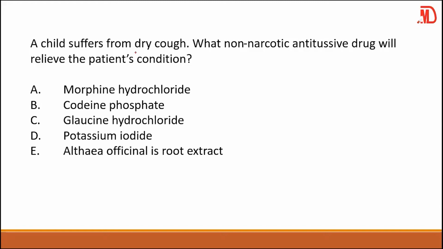A child suffers from dry cough. What non-narcotic antitussive drug will relieve the patient's condition? Over here, you are looking at glaucine. And this is the only centrally acting antitussive. When you say antitussive, it means anti-cough. So this is the only centrally acting antitussive drug and at the same time non-narcotic, non-opioid. So over here, we're going to use glaucine.